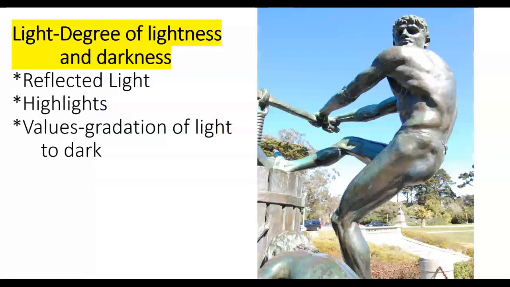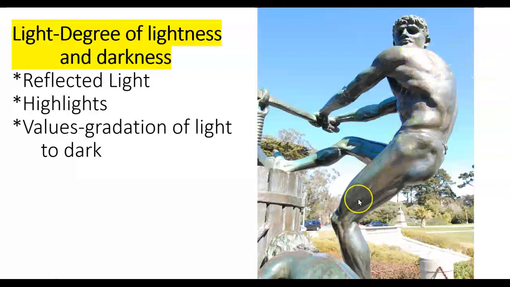Then there's light, the degree of lightness and darkness. In this piece, you can see there's reflected light. You can see that the sun's coming down on this vineyard worker's back. You can see these highlights where it gets extremely light. In this case, it looks white.